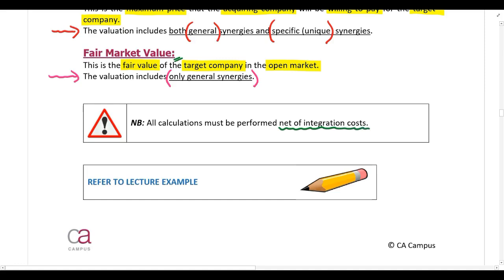All right, guys, so there was a bit of an overload of information over here. I now want to jump to the lecture example. Let's work through the lecture example together, and then you'll see everything on this page is actually pretty straightforward.